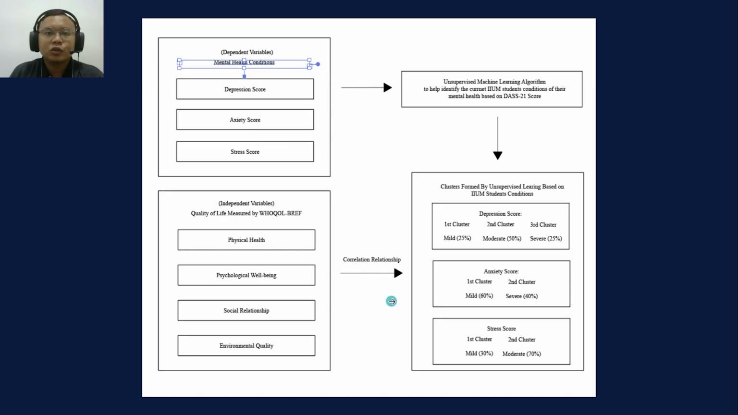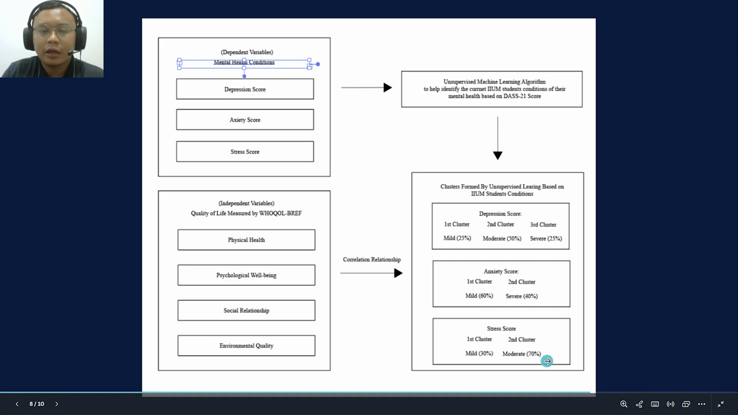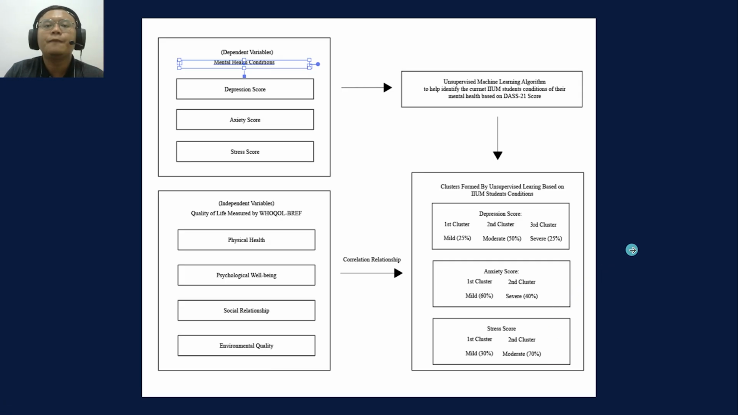So the institution, in this case IIUM, is able to create more preventive actions in order to enhance the physical health of the students, by maybe creating some kind of activities to enhance the physical health of the students, to lower the level of depression, anxiety, and stress score in the severe level and also the moderate level. So that is actually what we want to achieve by doing this study.